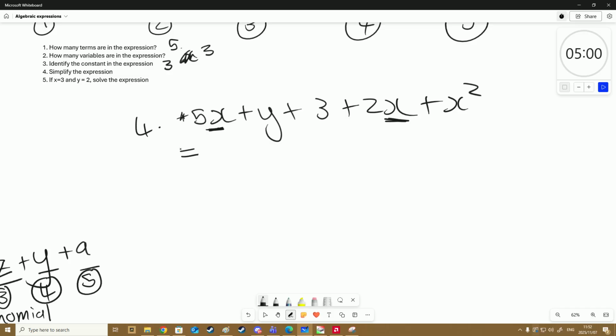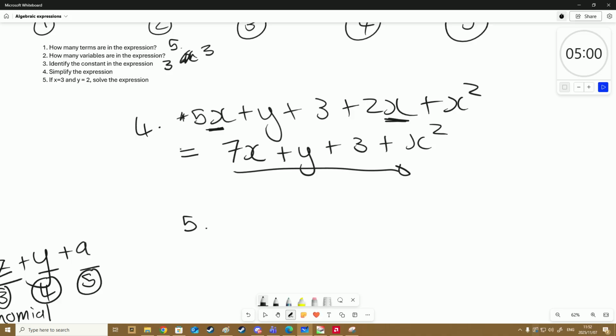So 5x plus 2x gives us 7x plus y plus 3 plus x squared. Is there something else we can add together? No, so we stop there. This is the expression in its simplest form.